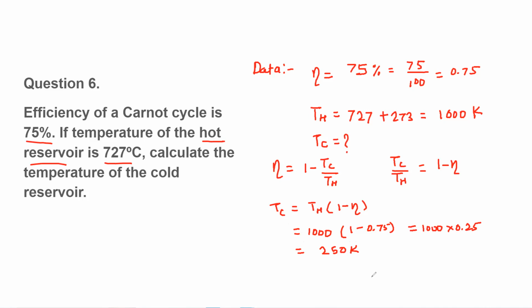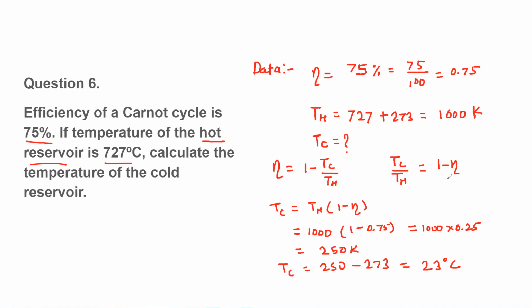Now we can convert this into degree Celsius. For that we need 273. Then we can convert it into degree Celsius also. So TC is equal to 250 minus 273. So the final answer we get in degree Celsius. So this is temperature of cold reservoir, which is 23 degrees Celsius.